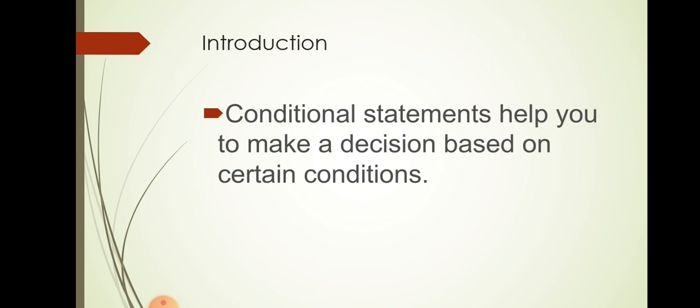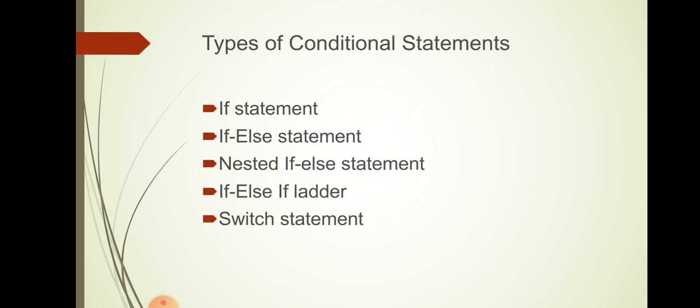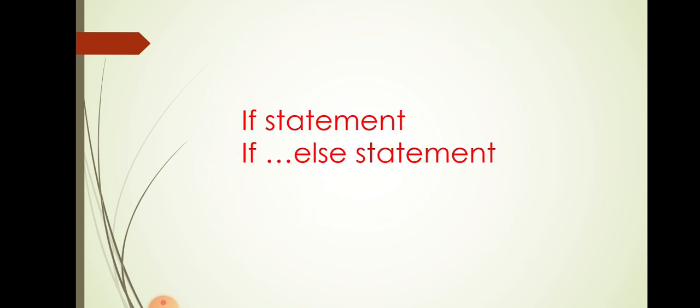These conditions are satisfied by a set of conditional statements having Boolean expressions which evaluate to a Boolean value, true or false. There are some types of conditional statements in C: if statement, if else statement, nested if else statement, if else ladders, and switch statement. Today we will see the if statement and the if else statement.